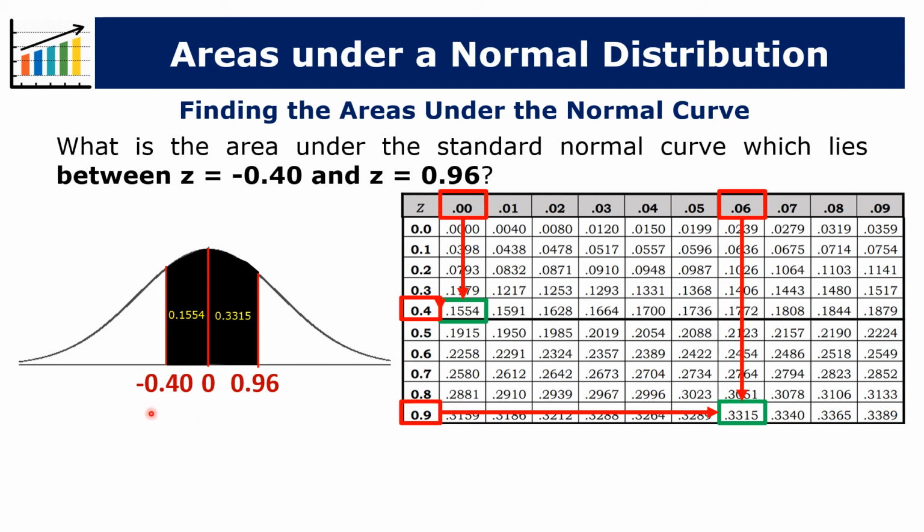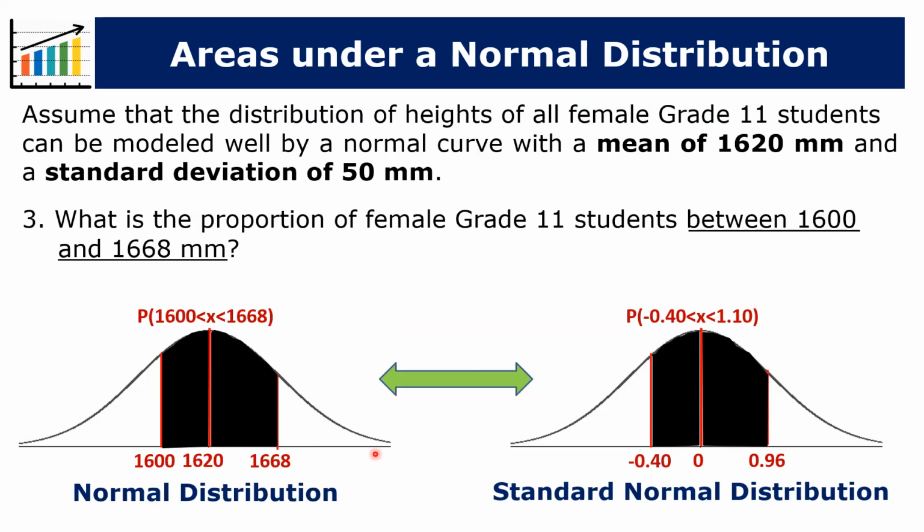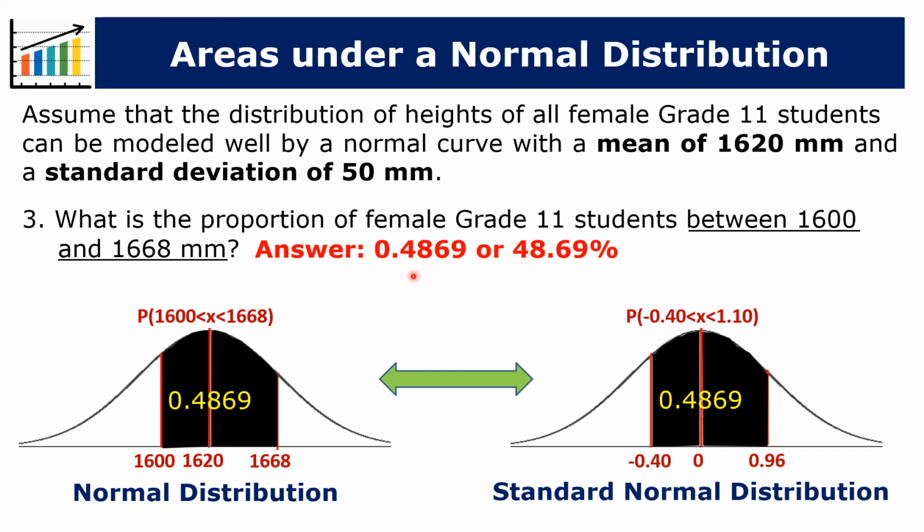Then to get the area between negative 0.40 and 0.96, we just simply add. 0.1554 plus 0.3315. So the total is 0.4869. So the area of this is 0.4869. So, ito na yung area. So, ganun din dito. What does it tell us? Meaning 0.4869, or 48.69%, of the female grade 11 students are between 1,600 to 1,668 millimeters. So, yun yung ibig sabihin nito. So, that is the answer to question number 3.